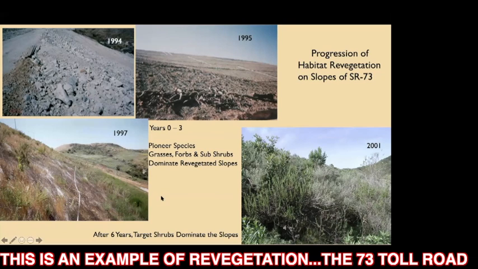So it doesn't happen instantaneously. 1995, we seeded. 97, you see what it looks like. And by 2001, this is the habitat. So after 6 years, the target shrubs began to dominate the slopes.